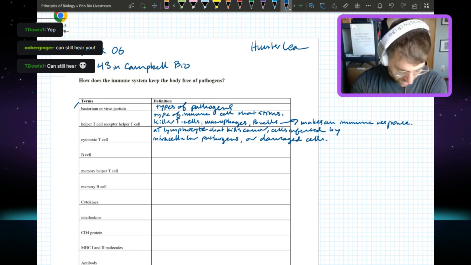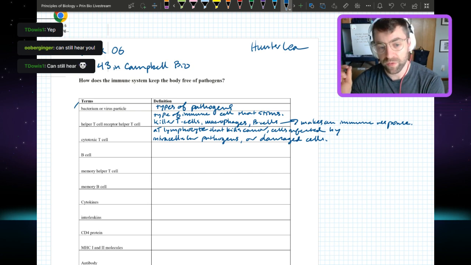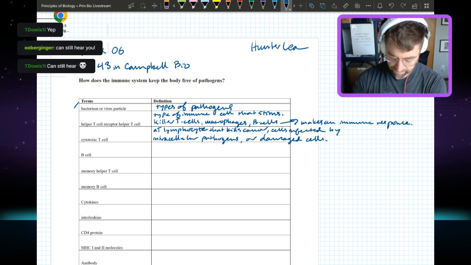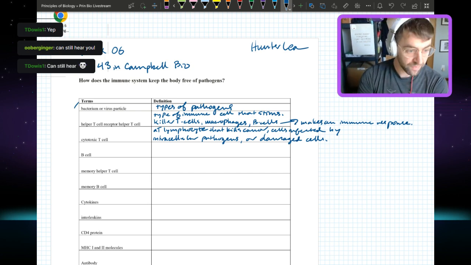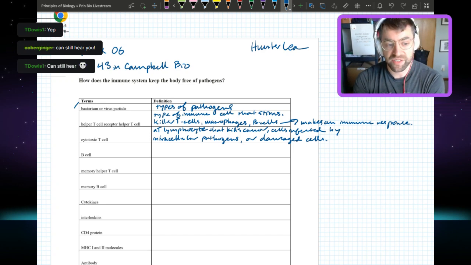As always, if you have questions as we're going, drop it in the chat and I will address it as soon as I can. Let's see. B cells. B cells are another type of lymphocyte that are responsible for the humoral immunity component of the adaptive immune system. So these white blood cells produce antibodies, which play key parts in immunity.